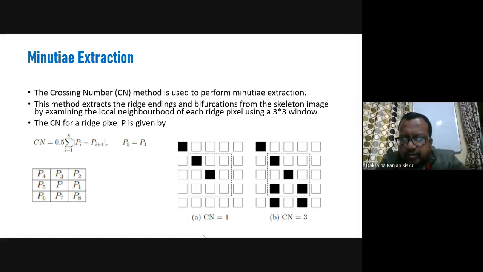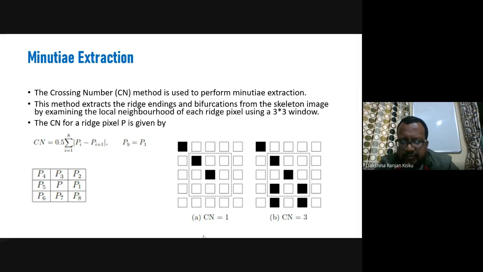This 3x3 window is nothing but the neighborhood. We call it a neighborhood, and this neighborhood or window we can also call a mask or a kernel. So the crossing number method employs a 3x3 window, and this 3x3 window is defined for every pixel in the skeleton image, in the thin image.